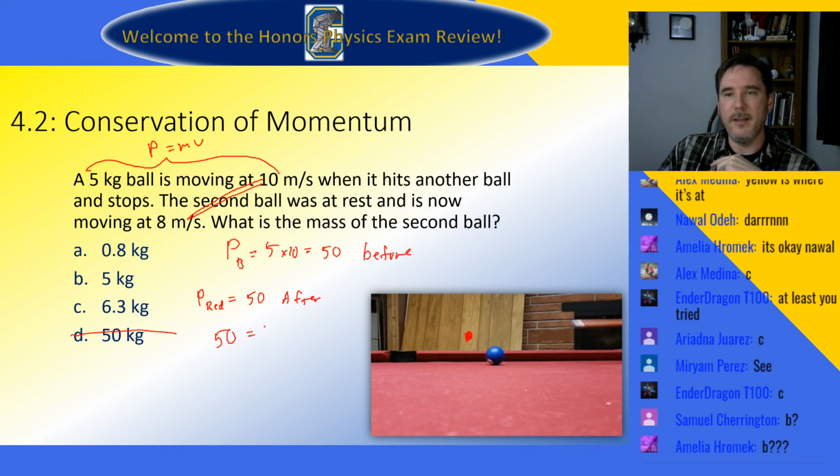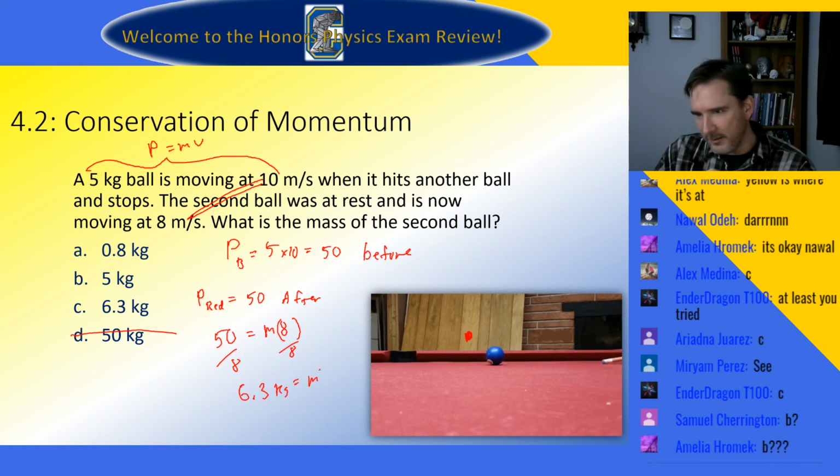We know that the mass is going to be, we don't know the mass. You guys are ahead of me. I'm slow here. All right, so I'm going to divide both sides by 8. And so the mass is going to be 6.3 kilograms. All right, I believe that's right. You guys all with me?